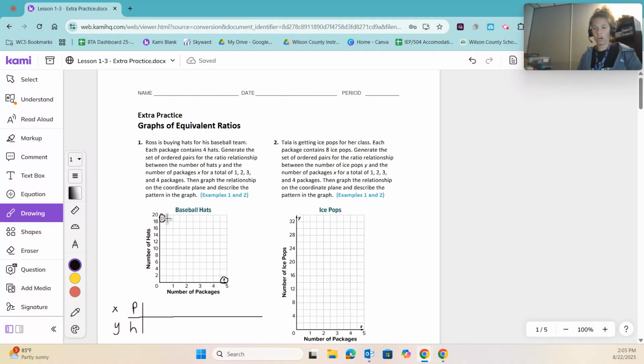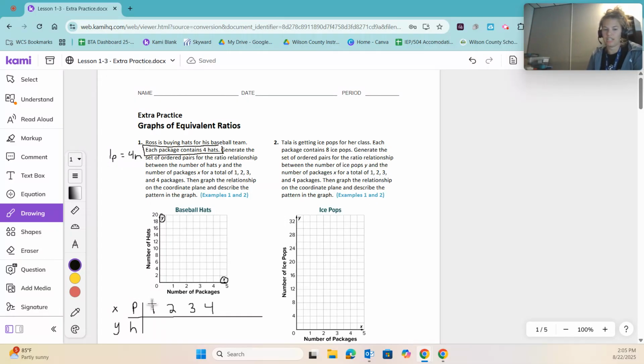Now, for our table, we can put the number of packages. It says for the total packages of 1, 2, 3, and 4 packages. So we're going to put 1, 2, 3, and 4 packages. That's what they're asking us. And it says each package contains 4 hats. So that's really important right there. That word each means one package contains 4 hats.